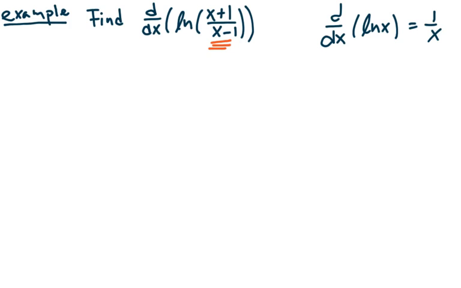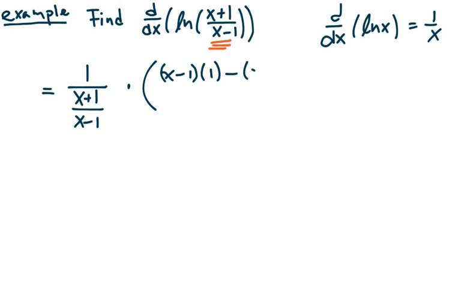So the derivative of the natural log of x plus 1 over x minus 1 is 1 over the argument x plus 1 over x minus 1 times the derivative of that argument, which we'll have to apply the quotient rule. So we have denominator times the derivative of the numerator minus the numerator times the derivative of the denominator, all over the denominator squared.